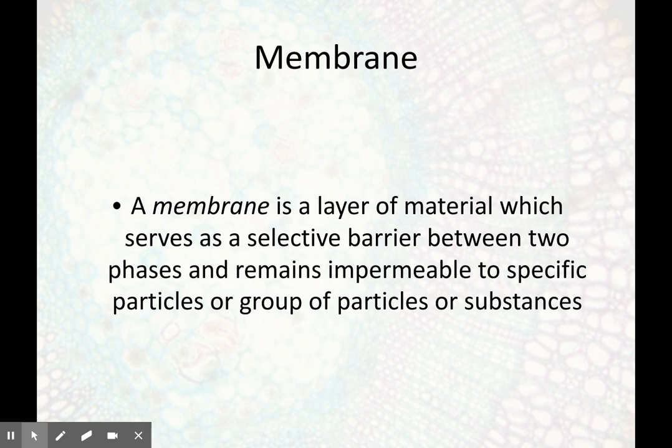Now, if we break this down, layer of material, that's pretty easy, which serves as a selective barrier. The word barrier means something that will stop something from moving. A selective barrier is a barrier that picks and chooses what gets through and what gets blocked. And the between two phases just basically means between two sides. And to remain impermeable means it's not going to allow certain things through.